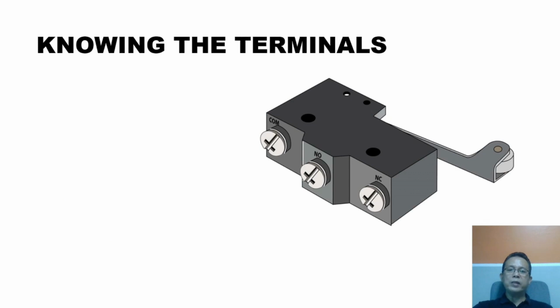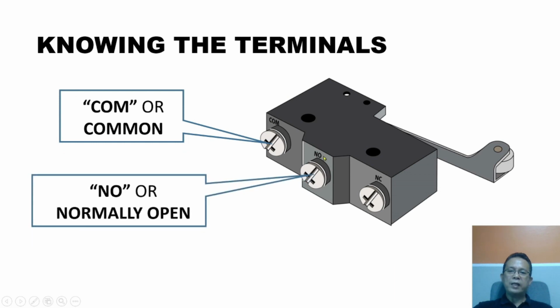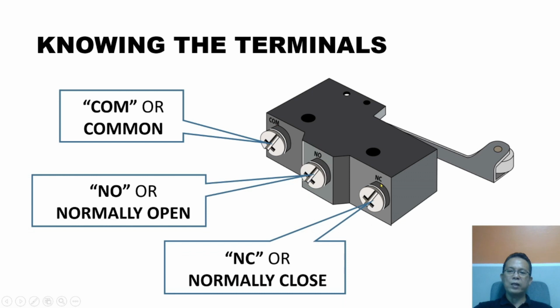So by knowing the terminals of the limit switch, which are written here: COM, that is common, NO for normally open, and NC for normally closed. It is labeled on the terminals.